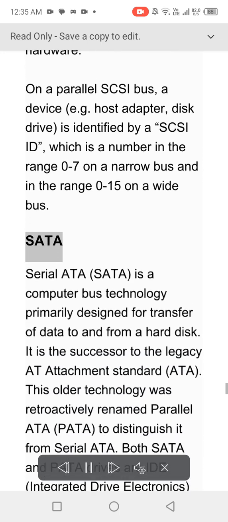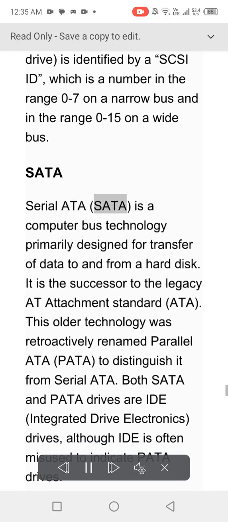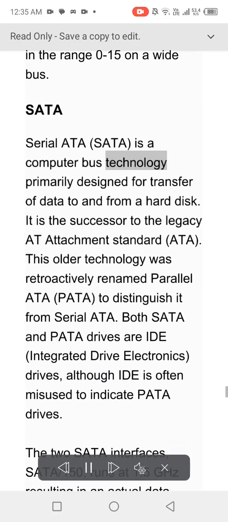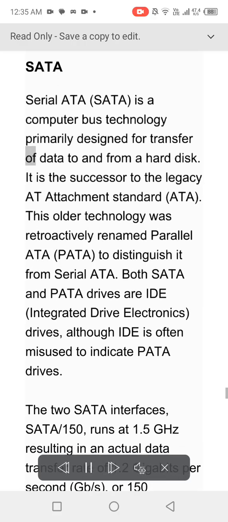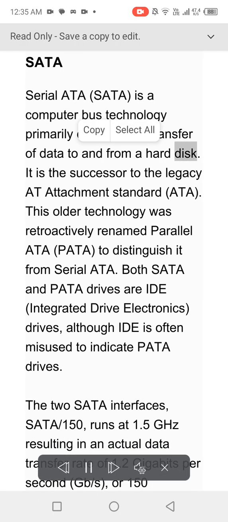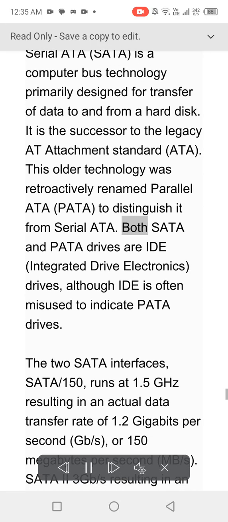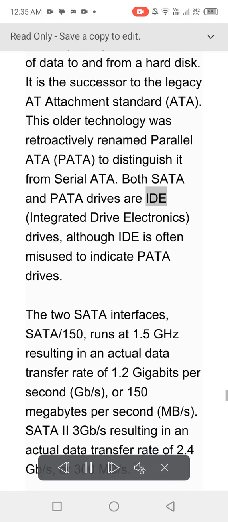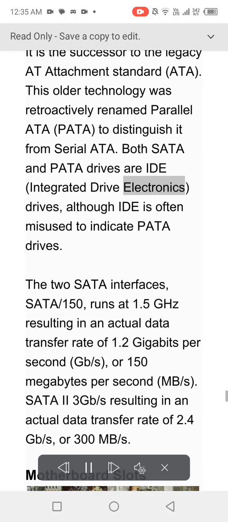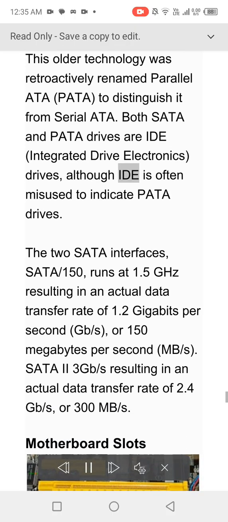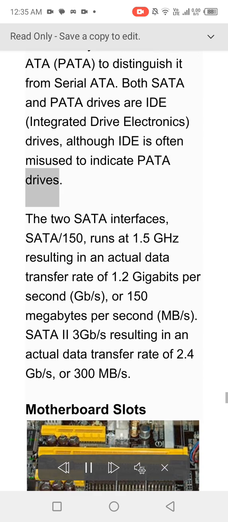SATA. Serial ATA, SATA, is a computer bus technology primarily designed for transfer of data to and from a hard disk. It is the successor to the legacy AT Attachment standard, ATA. This older technology was retroactively renamed Parallel ATA (PATA) to distinguish it from Serial ATA. Both SATA and PATA drives are IDE, Integrated Drive Electronics, drives, although IDE is often misused to indicate PATA drives.